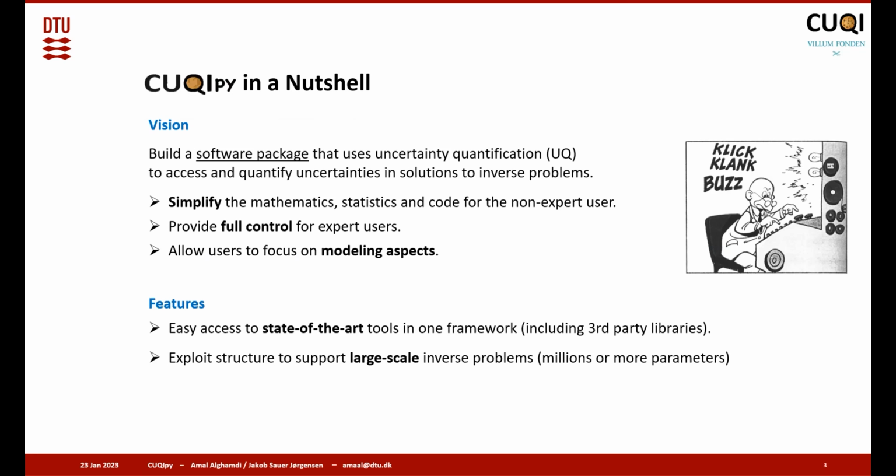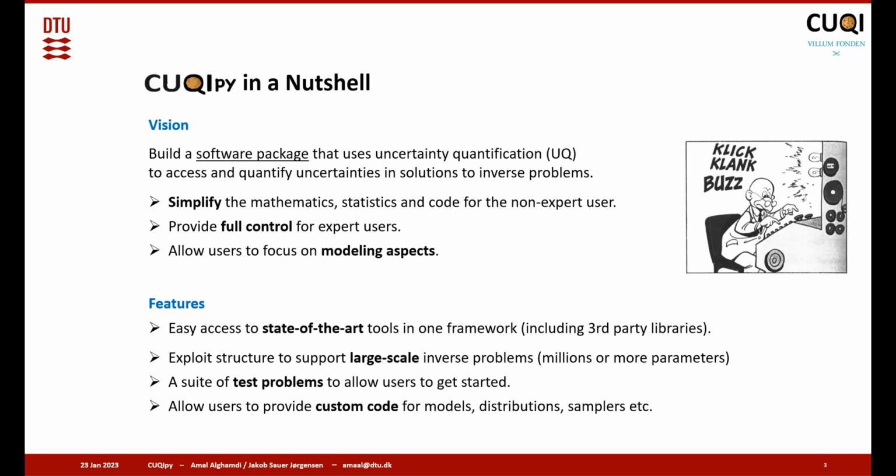So we provide state-of-the-art tools in this framework, including interfacing with some third-party libraries. We focus also on large-scale Bayesian inverse problems, where the number of parameters can be millions. And we provide a collection of test problems that users can get started with, and enable users also to add their own custom components, for example, the forward model or distribution or samplers, etc.